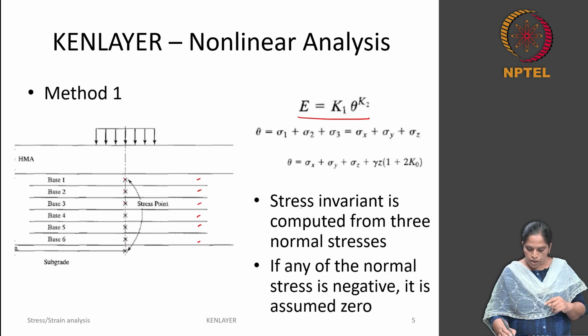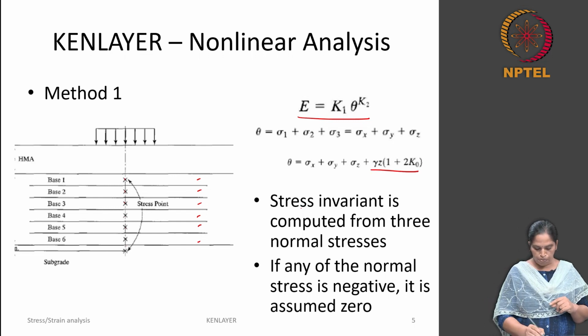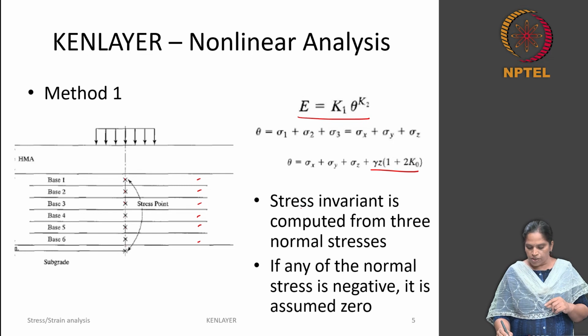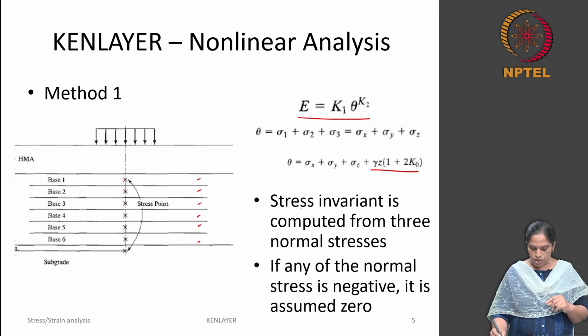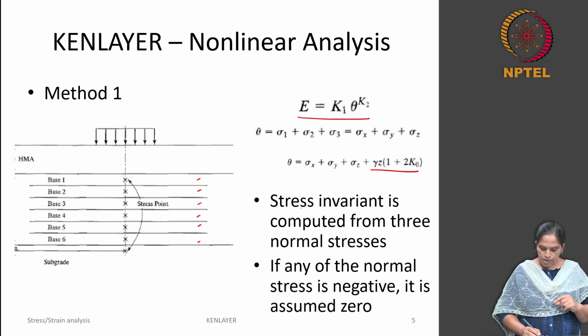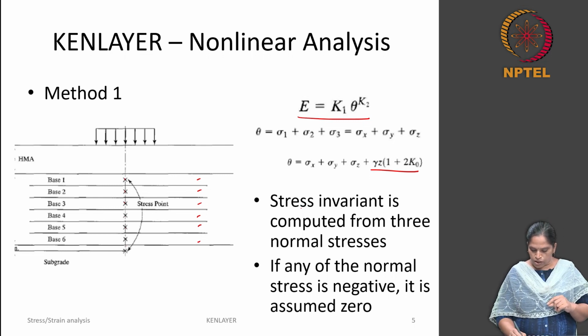In some cases, for determining the stress invariant, you can also include the dead weight of the material above, where gamma is the unit weight of the material, Z is the depth at which we are interested in finding the stress, and K naught is the earth pressure constant. So, you can see that the stress invariant depends on the normal stress.